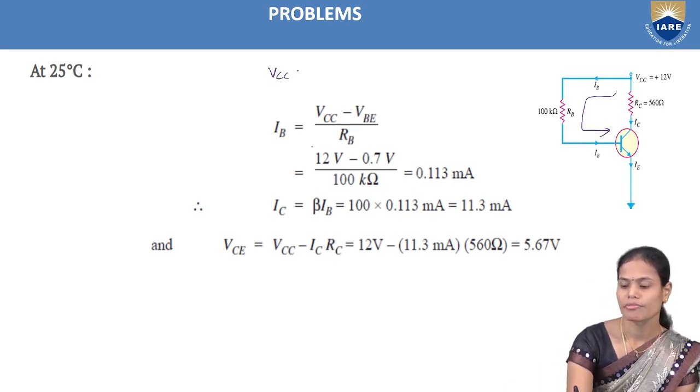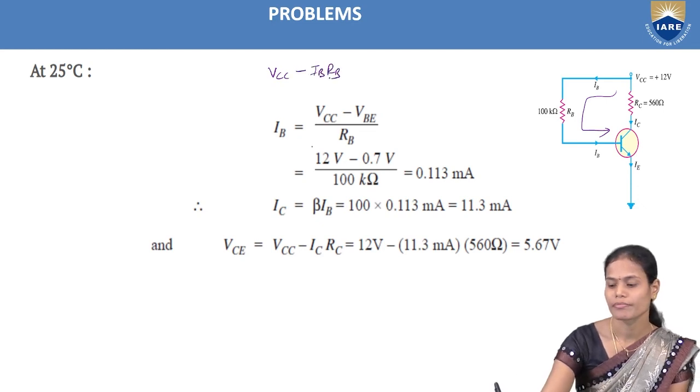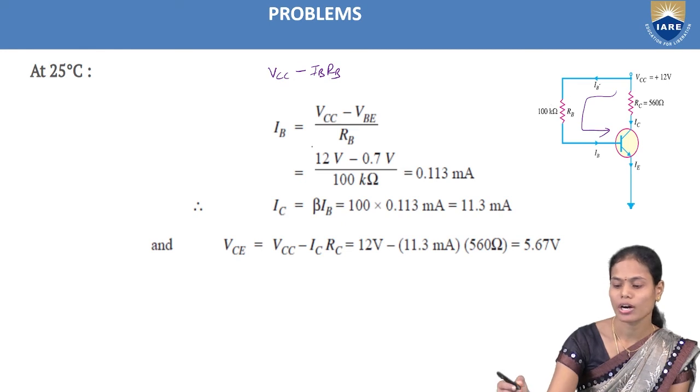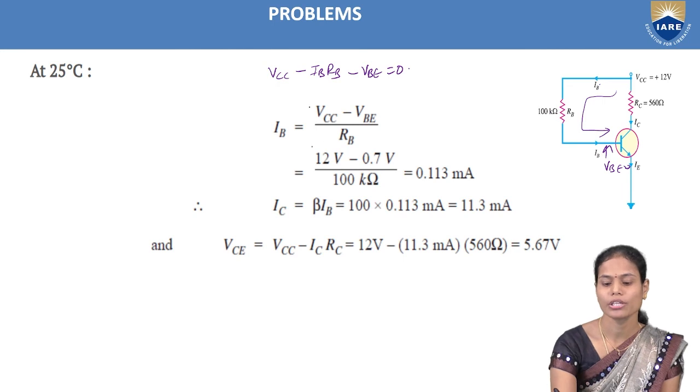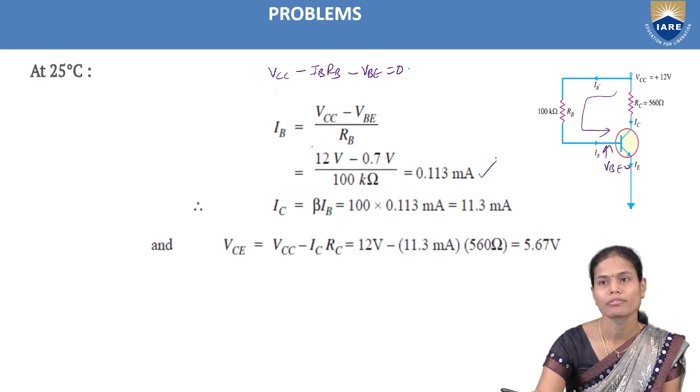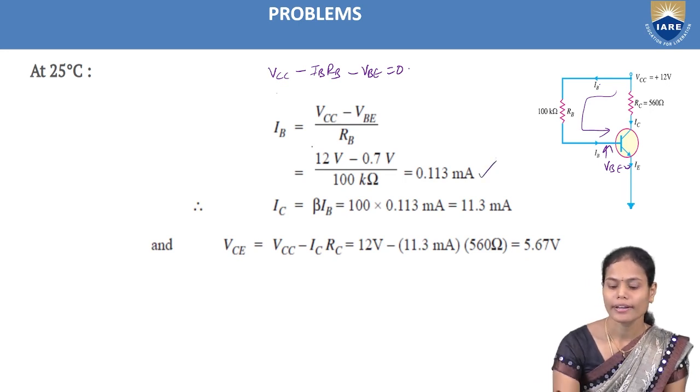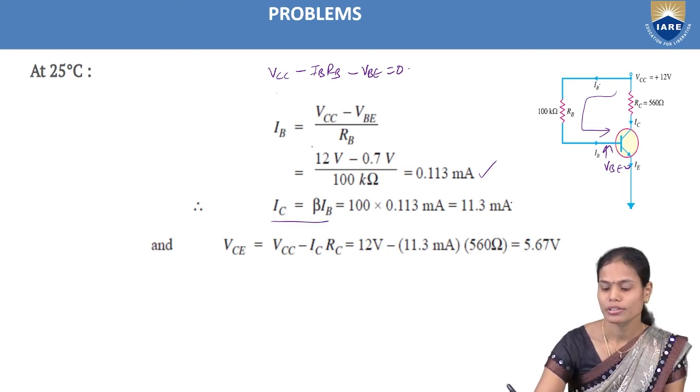I will get VCC minus IB into RB minus the base to emitter voltage equal to 0. So from this we can write IB equal to VCC minus VBE by RB. Substituting all the values, we will get 0.113 milliamperes. And again IC equal to beta into IB. After substituting that, we will get 11.3 milliamperes.